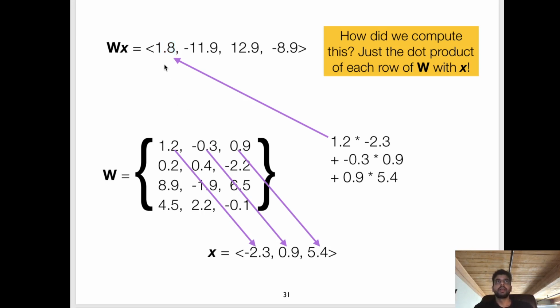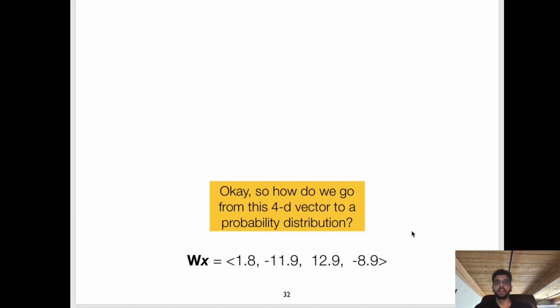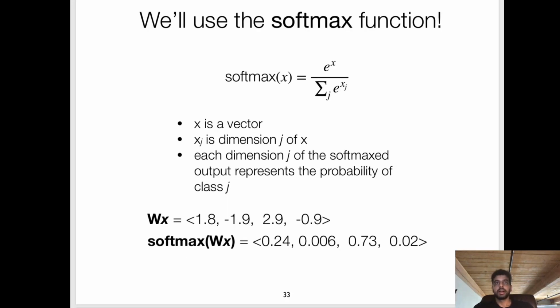Okay, so if you look at this matrix vector product here, you'll notice that it is not a well-formed, valid probability distribution, right? The numbers here do not add up to 1. They have negative numbers, and so I need to still do something to get to a probability distribution. Okay. And this is where the softmax function comes into play.